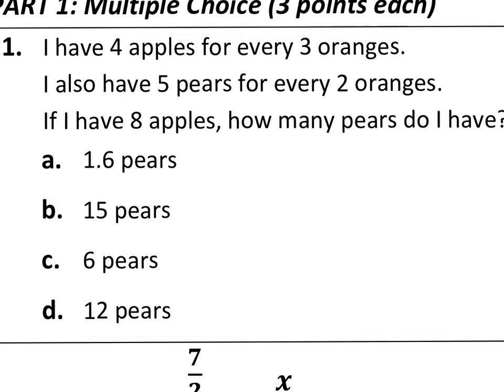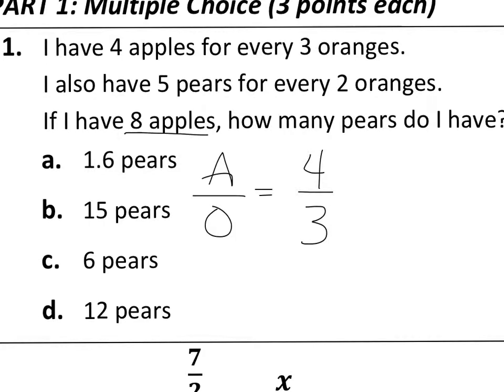Alright, if I have 4 apples for every 3 oranges, and I have 5 pears for every 2 oranges, and I have 8 apples, how many pears do I have? Well, we take a look at our proportion. Let's start with our words. We know that we're talking about apples to oranges first. And we know that if we have 4 apples to every 3 oranges, that'll tell us some things.